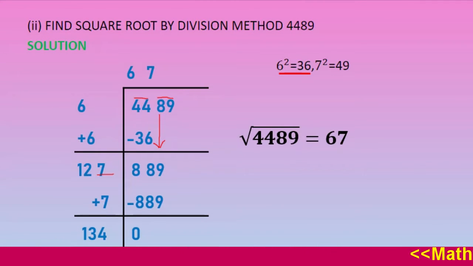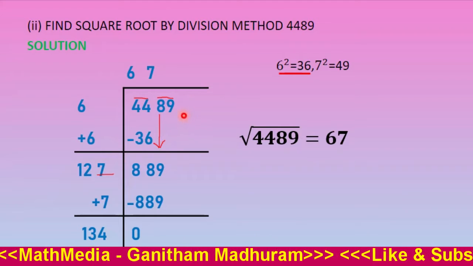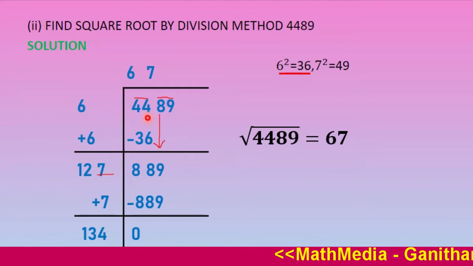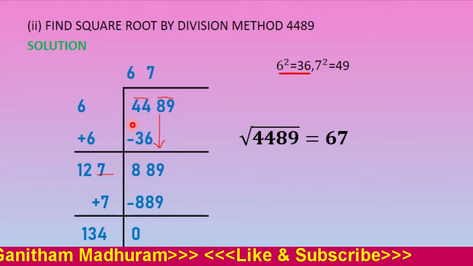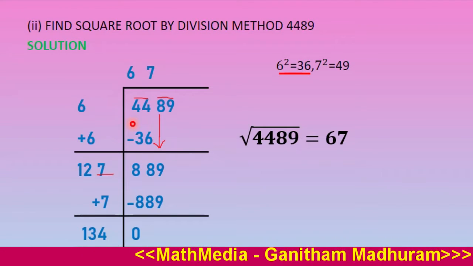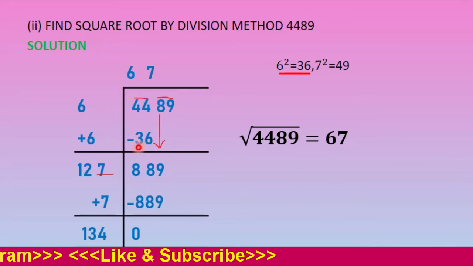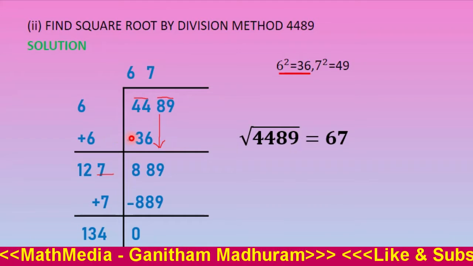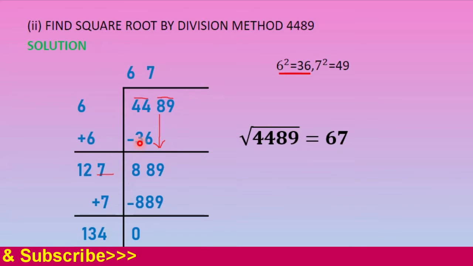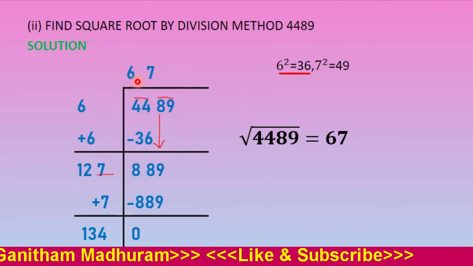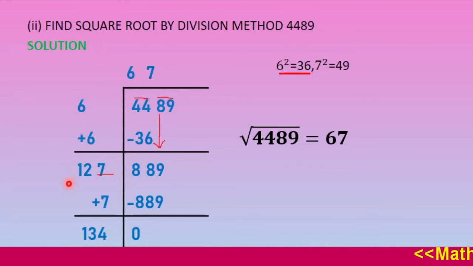Is it clear? Can I explain once again? First we have to make a group of 2 starting from the rightmost side. Clear? Now take the first group 44. Check whether it is a perfect square or not. This is not a perfect square. So you have to take the square number less than 44 and write it in the dividend. You can subtract it, you will get 8. The square root of 36 will be written 3 times, once in the quotient just above the first group and in the divisor just below the divisor. This you have to add, you will get 12.